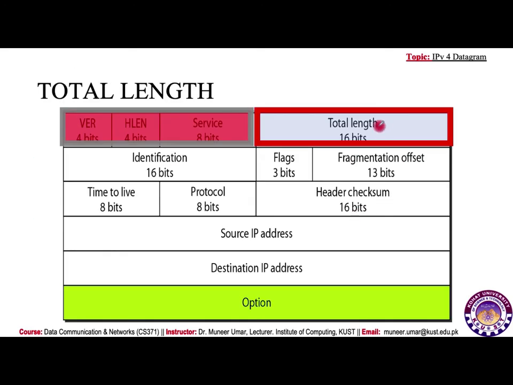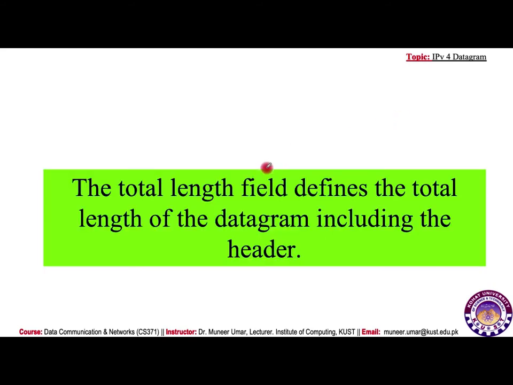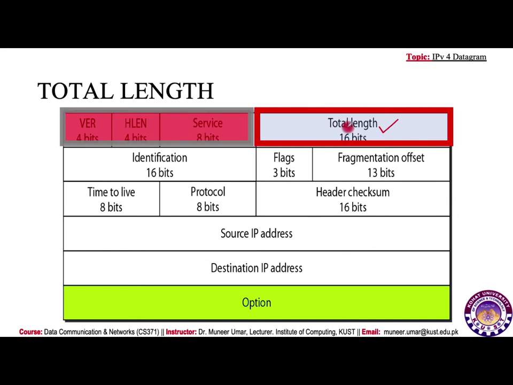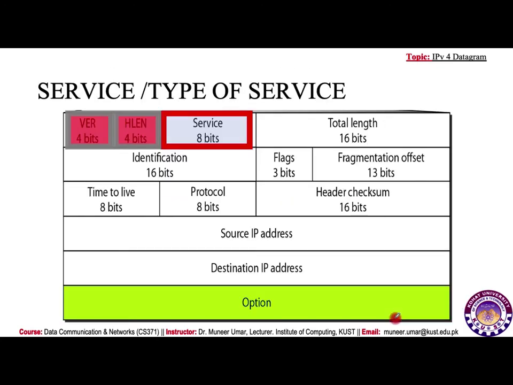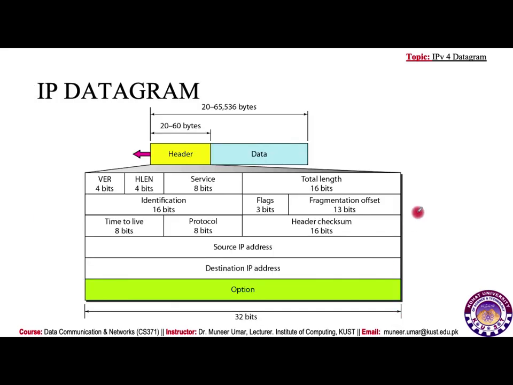Now move towards the total length, which has 16 bits or 2 bytes. The total length field defines the total length of the datagram including the header. So this field defines the total length of this whole header plus data, the length of this entire datagram, header plus data.